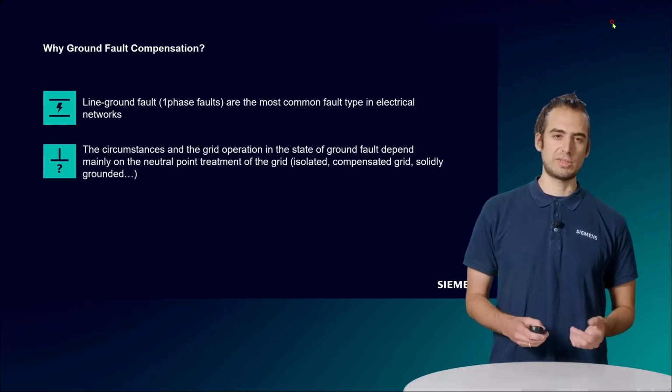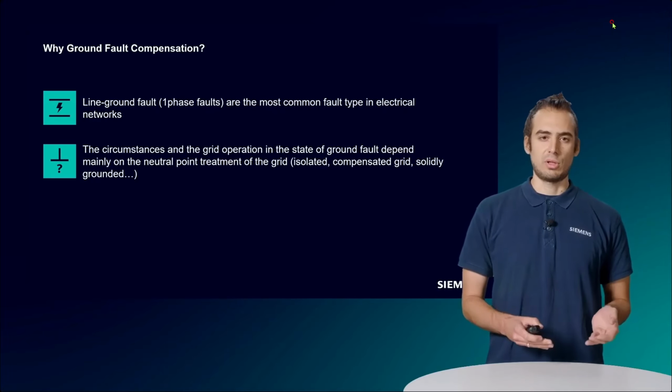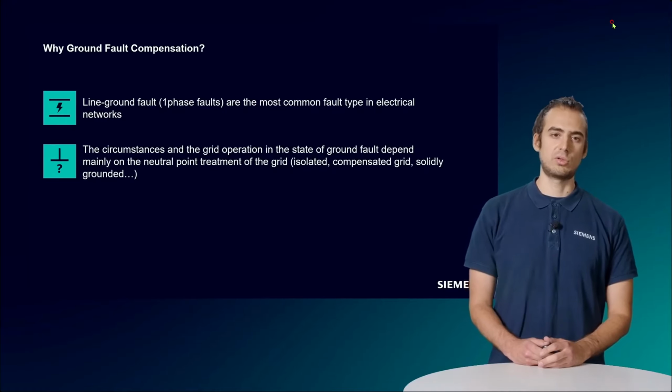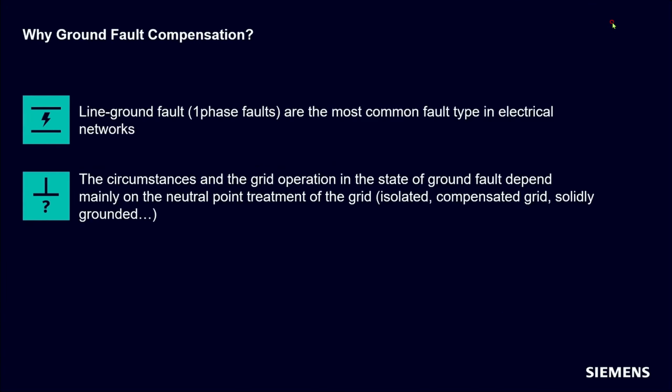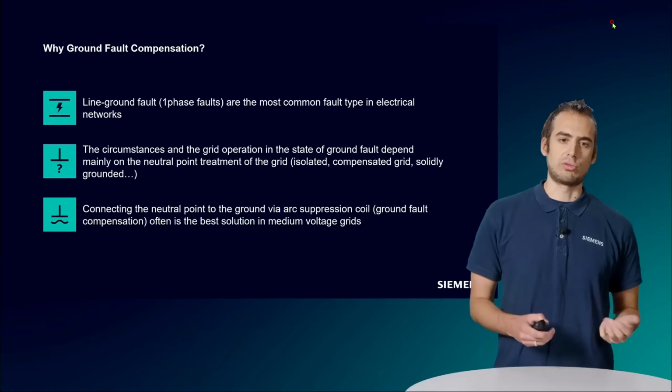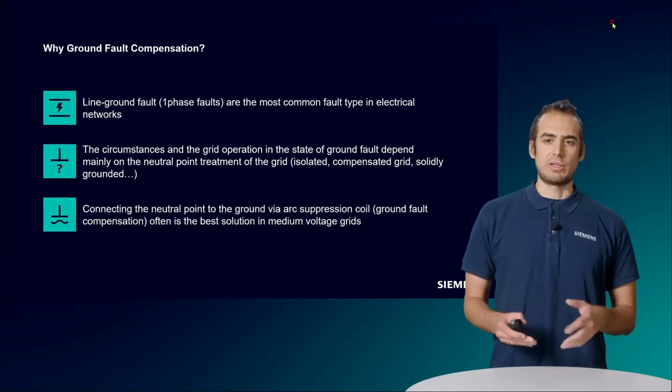And the circumstances we have in the case of such a line to ground fault depend mainly on the neutral point treatment of the grid we have. The neutral point of the grid can be isolated, or it can be solidly grounded, or it can be connected via an arc suppression coil to the ground, which then means that we have a compensated grid. And all those different constellations have their own advantages and disadvantages. But especially in the medium voltage grids, often the compensated grid is the best solution because of economical efficiency and also safety.